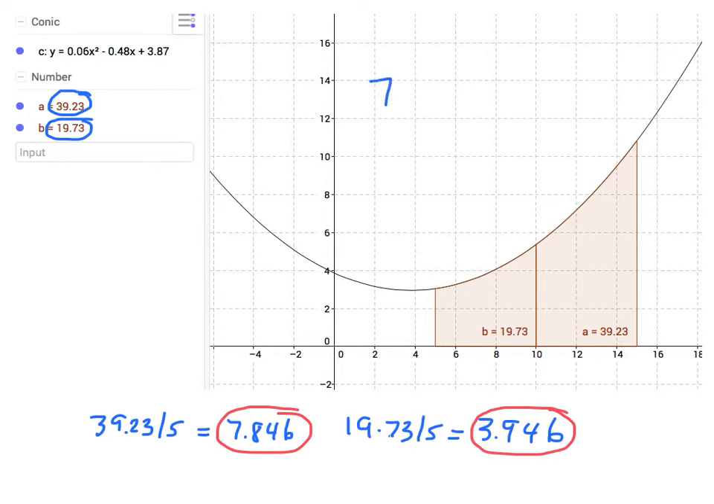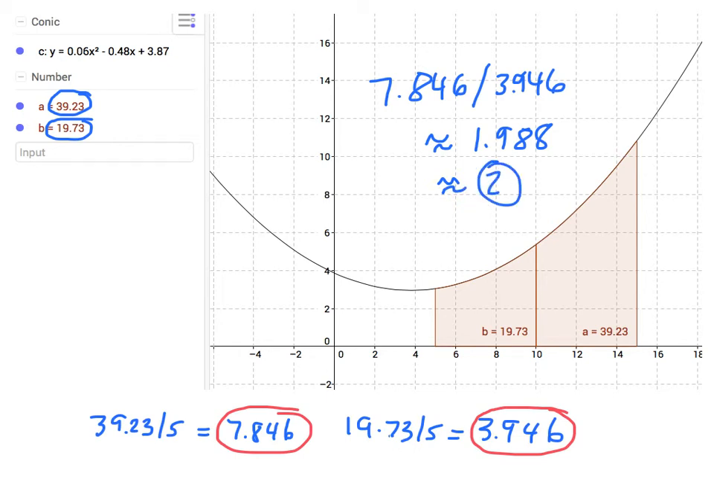When I divide 7.846 by 3.946, that's approximately 1.988, which is approximately 2. So this shows that, yes, in fact, the average from 2000 to 2050 is about double the average from 1950 to 2000. Good luck with the rest of your work.